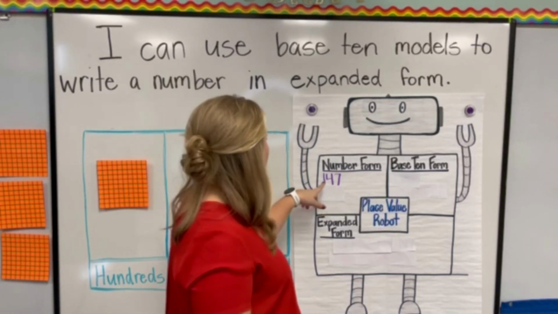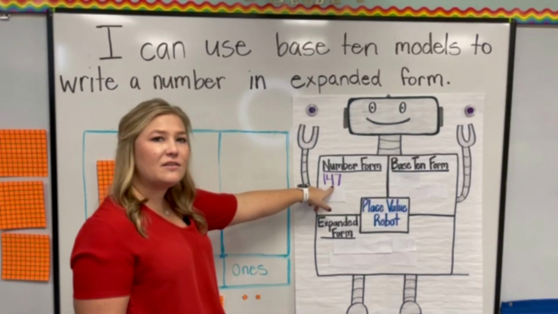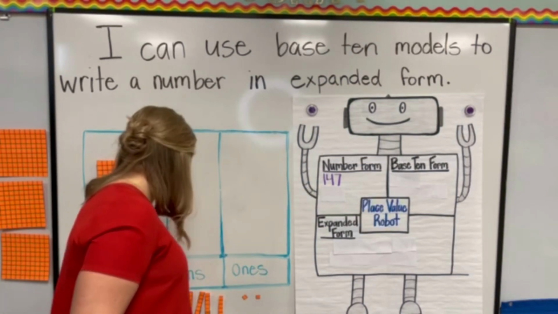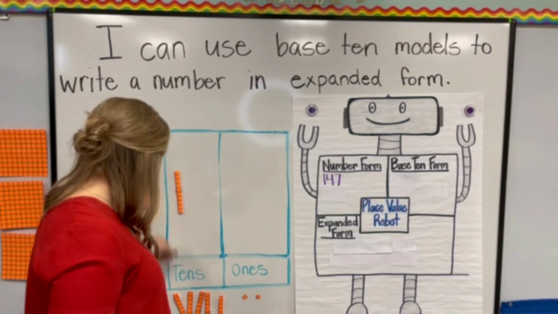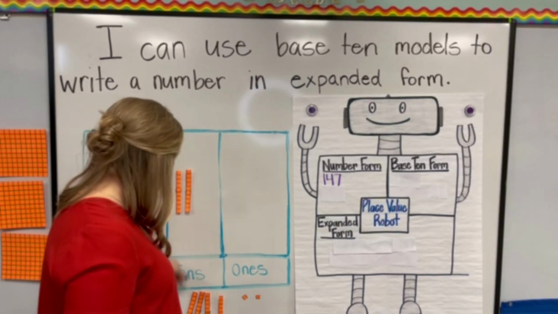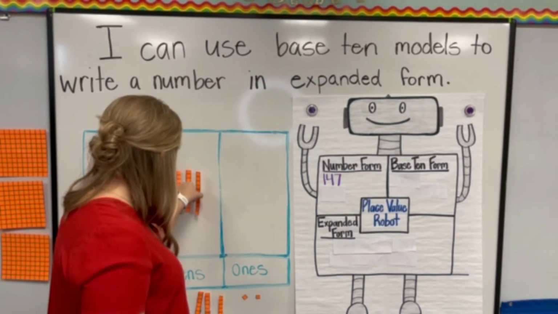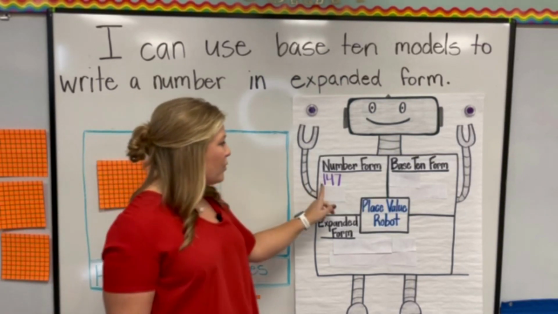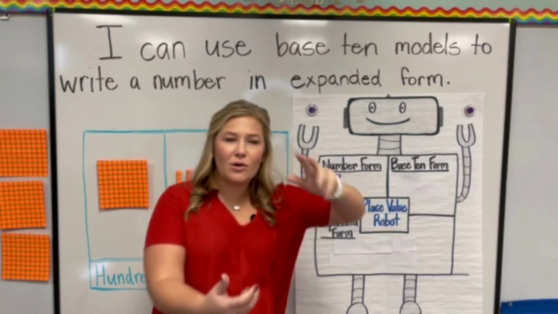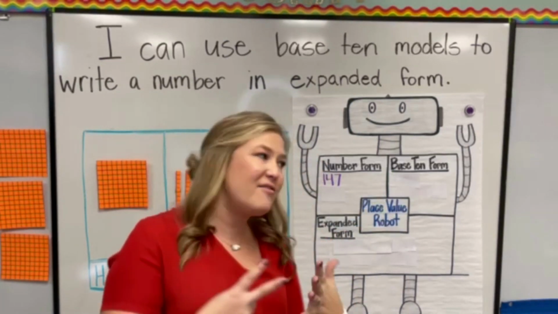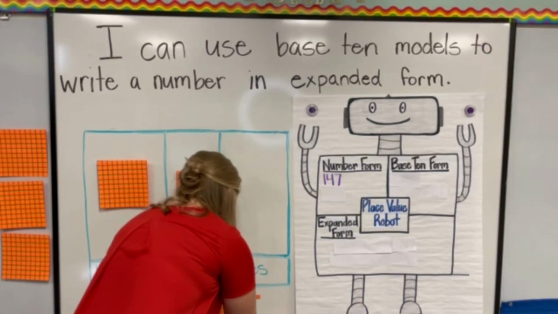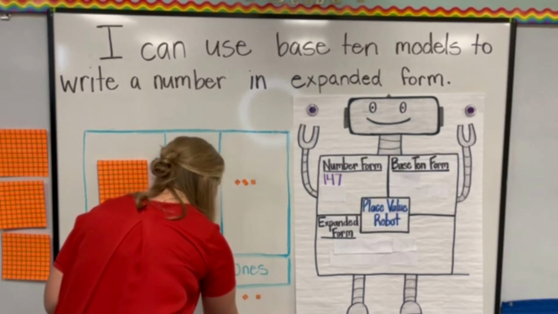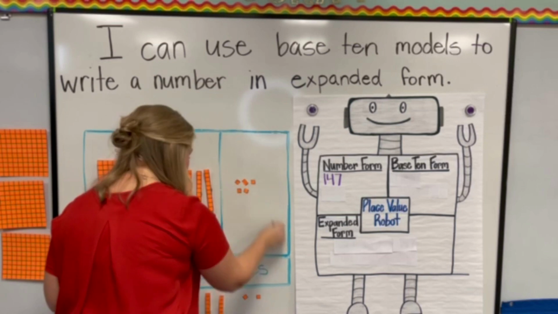I come back to my number and I say it slowly again, 147. So I see there's a 4 in my tens place. 4 tens equals 40. So I can put 4 tens rods in my tens place. And then the last one, 147. Well, 7 is just telling me that there's 7 in the ones place. So I'm going to put 7 little ones cubes up on the board to represent my 7 ones.